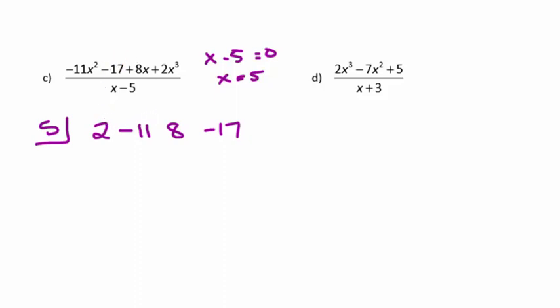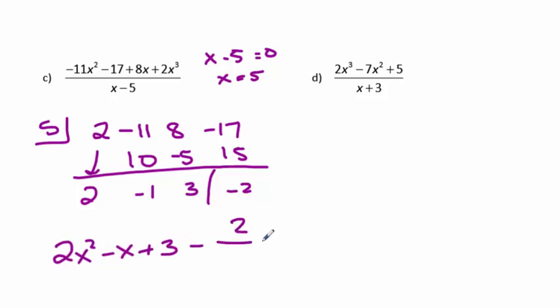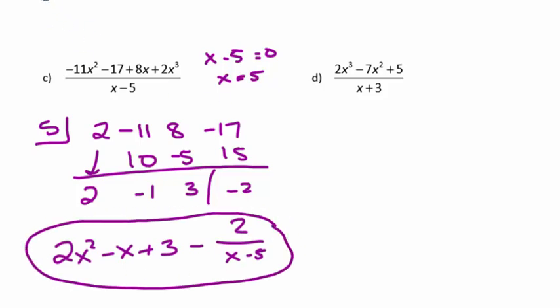Okay. Now our line, and we drop the first one down. That's 2. 2 times 5 is 10. Negative 11 plus 10 is negative 1. Times 5 is negative 5. 8 minus 5 is 3. 5 times 3 is 15. Negative 17 plus 15 is negative 2. And the last one's the remainder. This was power 3, so 1 less is power 2. This is going to be 2x squared minus x plus 3, with the remainder of negative 2 over x minus 5. And the last one.